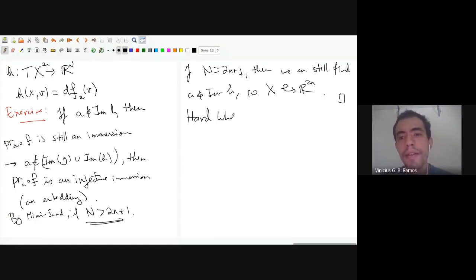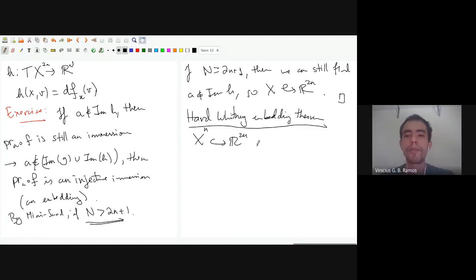And the hard Whitney embedding theorem is that you can actually embed X into R2N. So you can do one more dimension. And it is much deeper than the transversality theorem. You have to be very clever with, basically the idea is you take your immersion into R2N and you have to resolve a potential singularity.